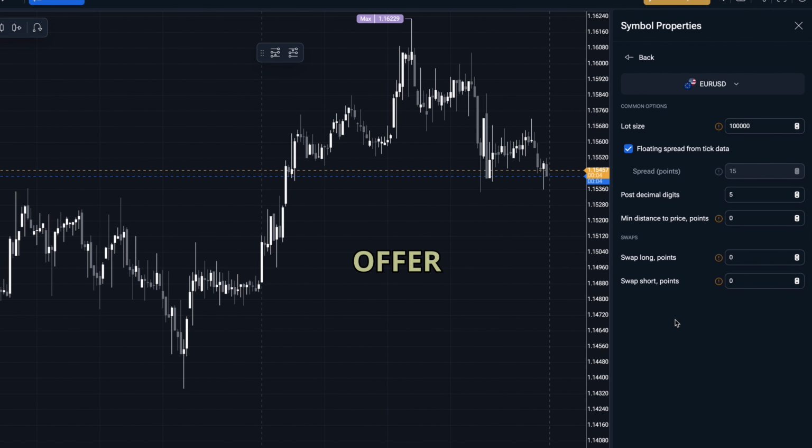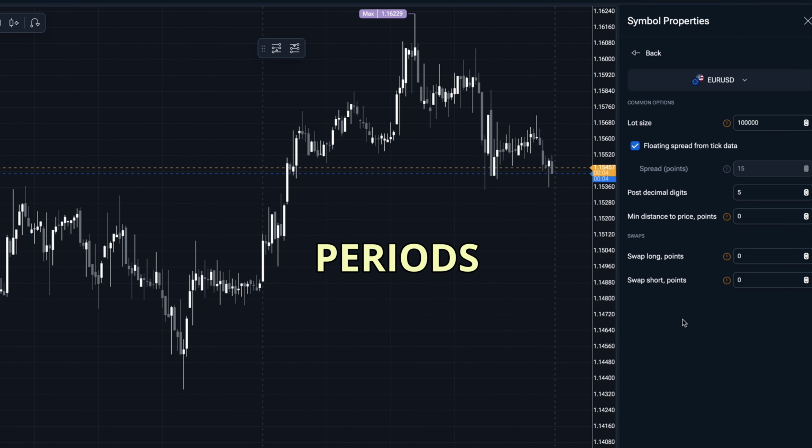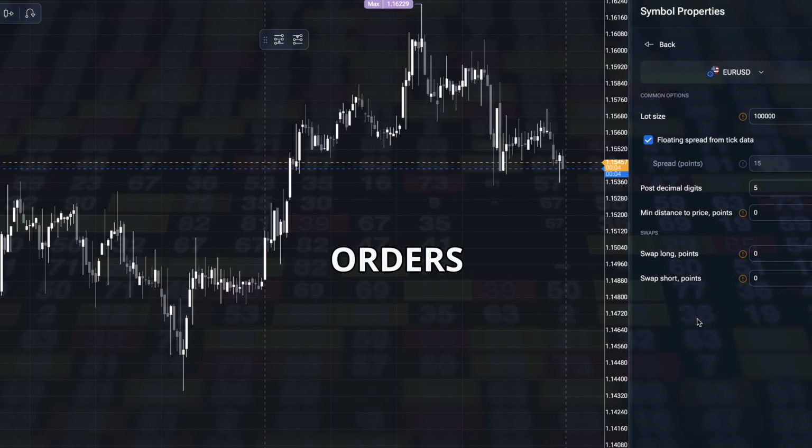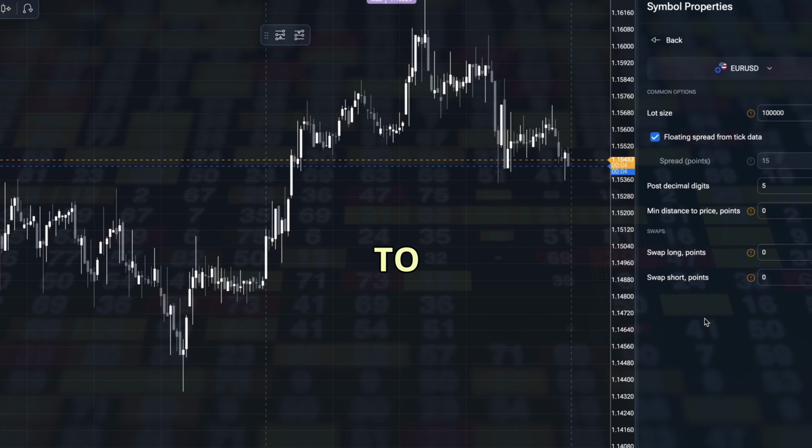Some ECN brokers offer tighter spreads during high liquidity periods, while others may have minimum distance requirements for stop orders. Feel free to optimize these parameters to match your actual trading conditions.